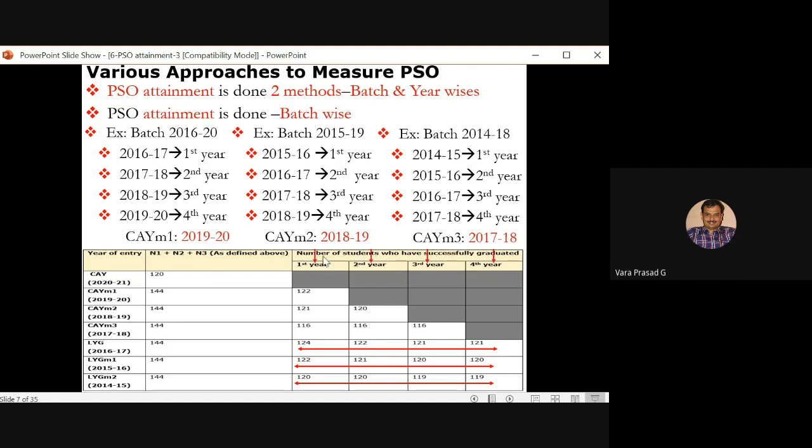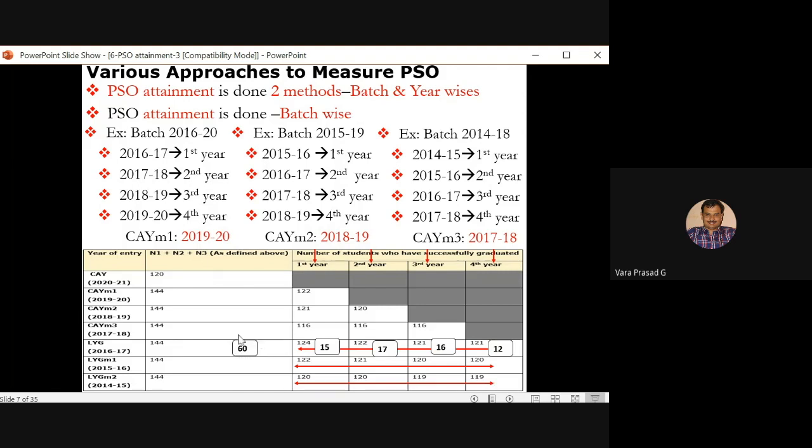Now the question arises here. Whenever you are calculating the PSO attainment batch-wise, you have to take all four years' students: first year students, second year students, third year students, final year. For example, take 2016. When you want to calculate the PSO attainment in the year 2020, you have to take this particular batch's students: first year students, second year, third year, and final year. Now, I'm assuming that the 2016 batch students would have studied 60 subjects.